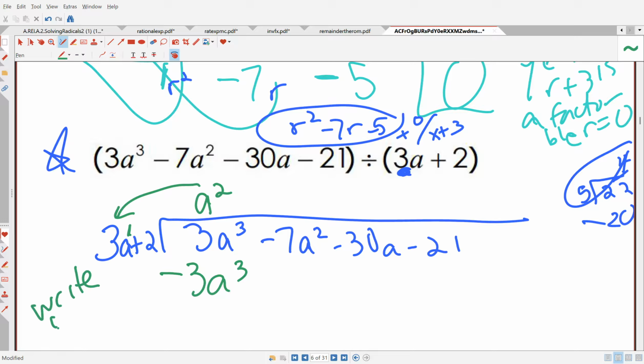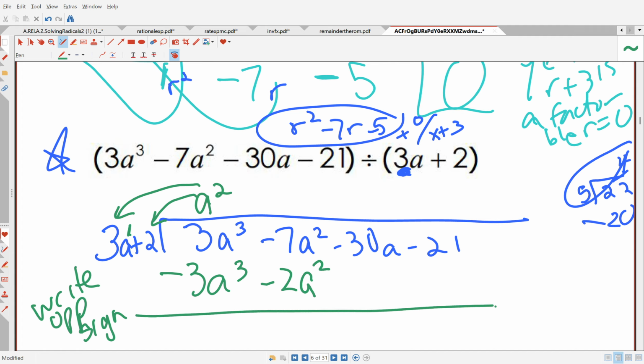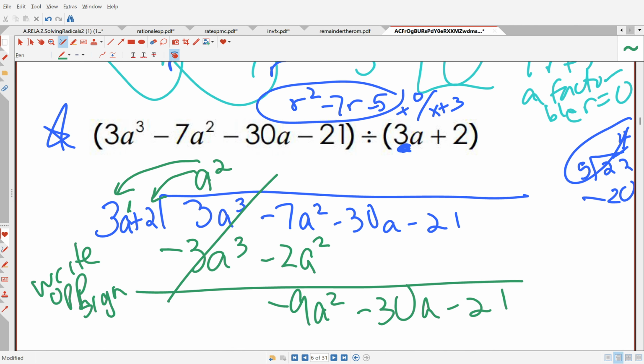So I write the opposite sign. I'm going to do the math in my head and then write the opposite sign. So then I have A squared times 2. So that's positive 2A squared. But I'm going to write the opposite sign. Now I combine. And then negative 7 and negative 2 would be, you could use your calculator. I got -9 because you're adding.